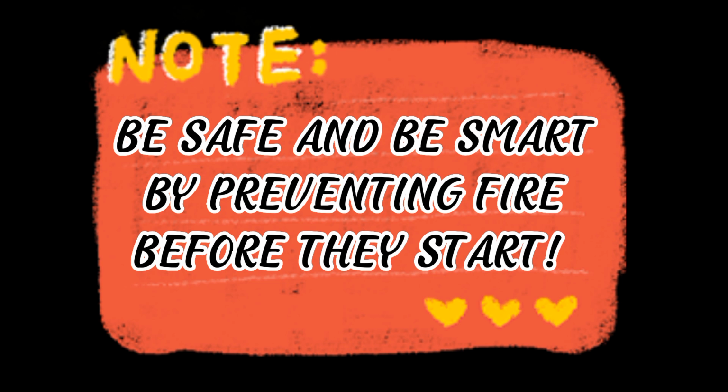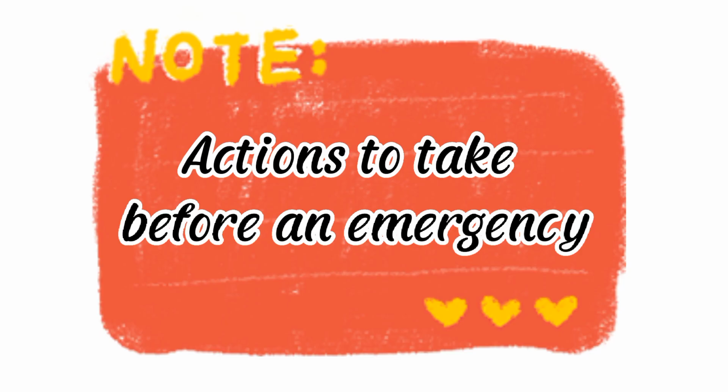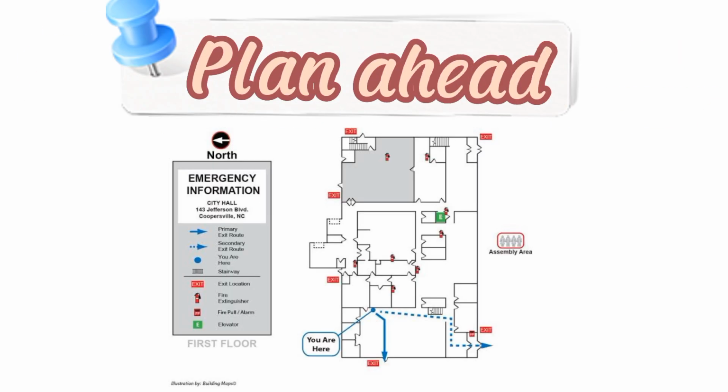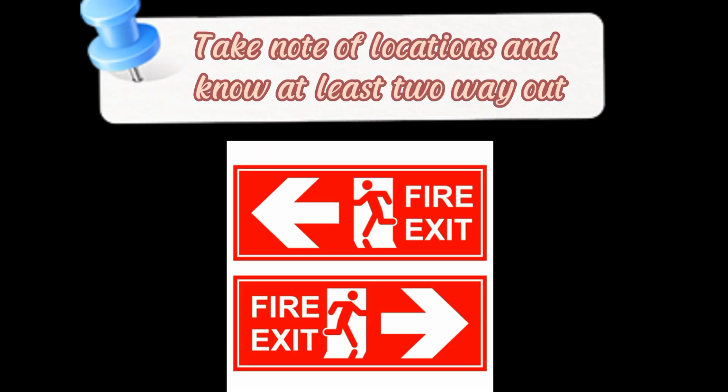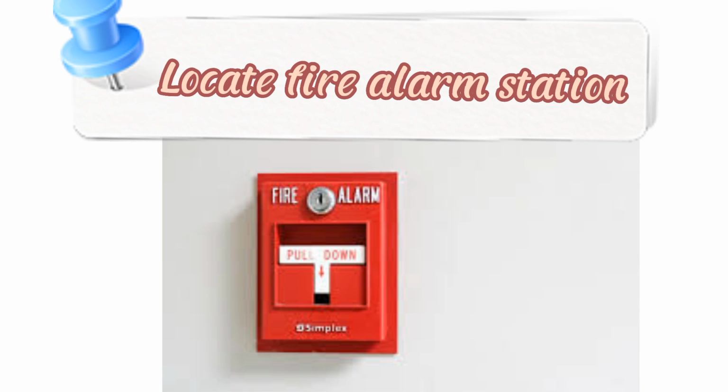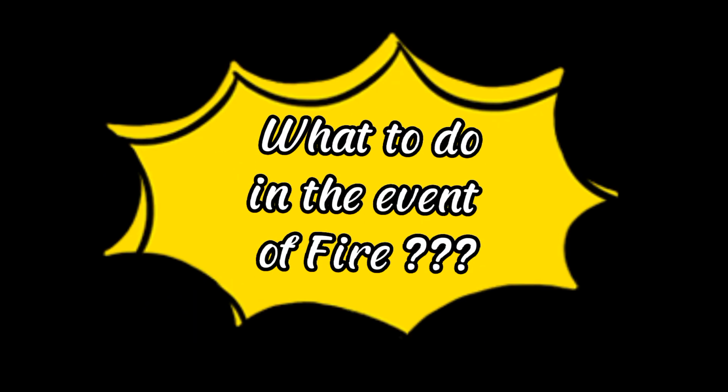Be safe and be smart by preventing fires before they start. Don't let a fire catch you by surprise. Number 1. Plan ahead. Truly familiarize yourself with your work area, so if you ever face a fire emergency, you know what to do and where to go. Take note of exit locations and know at least 2 ways out. Take note of the locations of fire extinguishers, in case you decide to fight the fire. Locate fire alarm pull stations. These are critical for alerting the other occupants in the building. Know what to do in the event of fire.